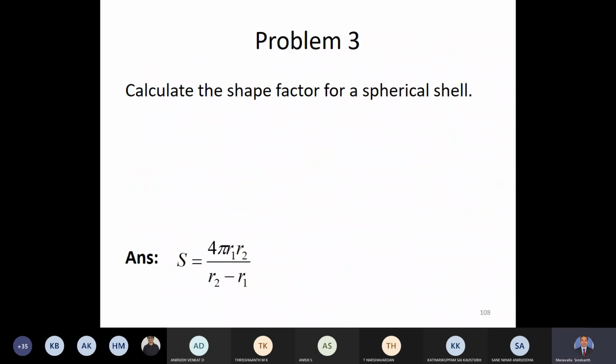Okay. The problem. Simple. Calculate the shape factor for a spherical shell. That's all. There's a spherical shell. Are we familiar with spherical shells? Do you know what a spherical shell is? Sir, a hollow sphere. We have seen earlier, right? So spherical shells are known to us. See, something like this. This is a spherical shell. This is R1, that is R2, and it is a sphere.